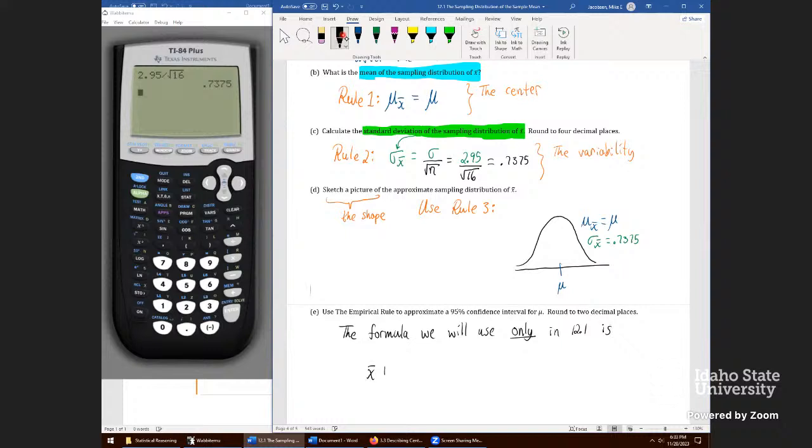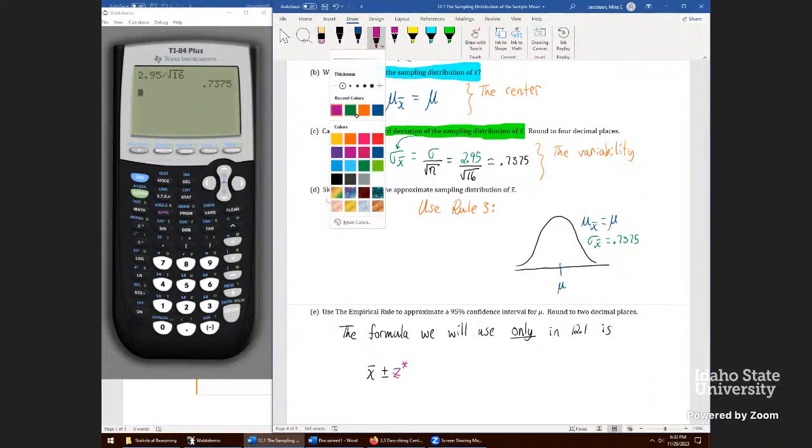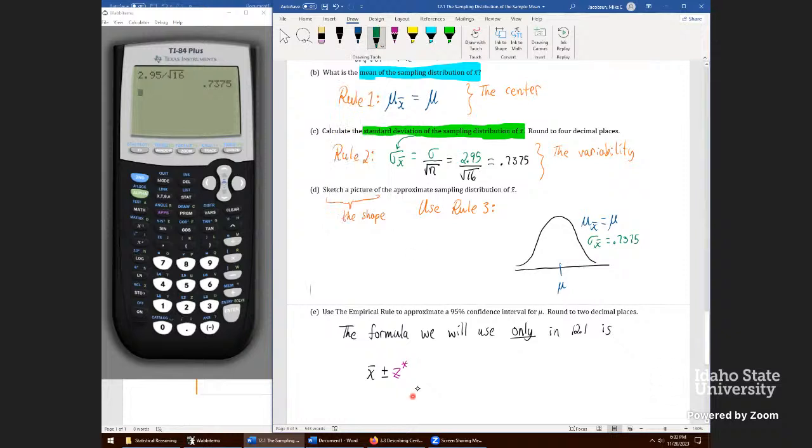It's going to be X bar plus or minus, I want to put this next portion in red, Z star. Historically in the past, and again, this is not too long ago, this is within 100 years, people were using Z star right here. Then we didn't use a standard error in the past. Instead, we used sigma over root of n.